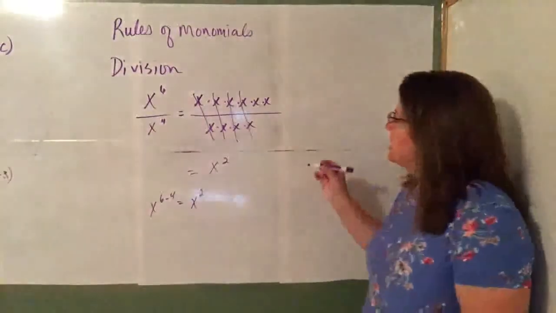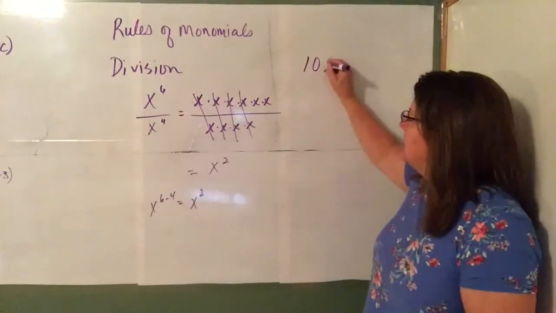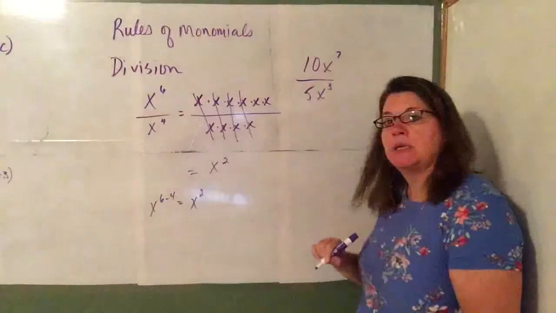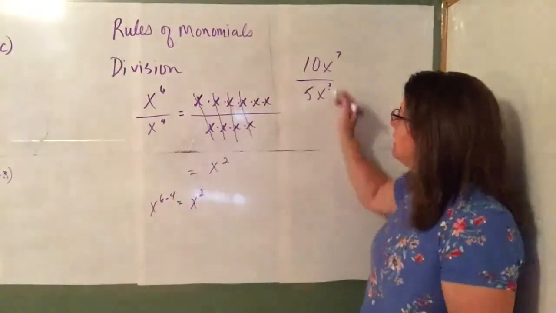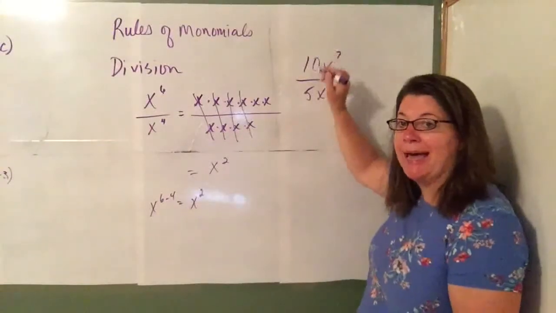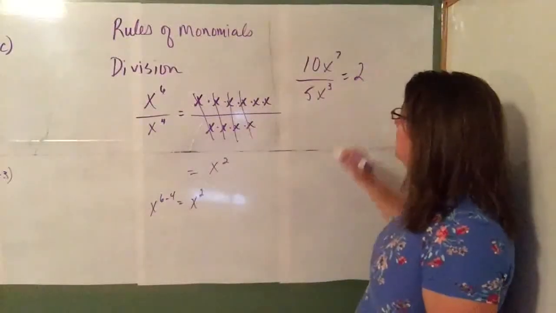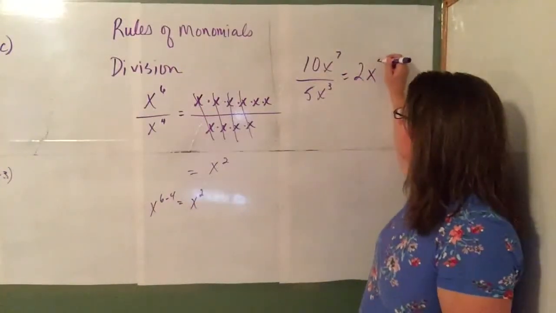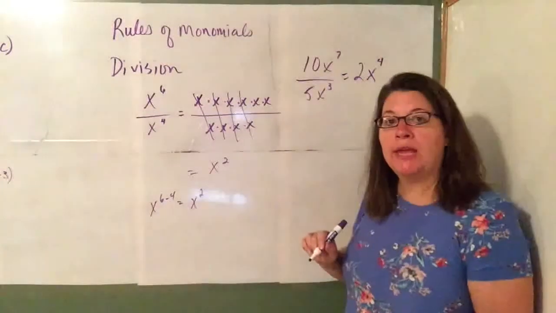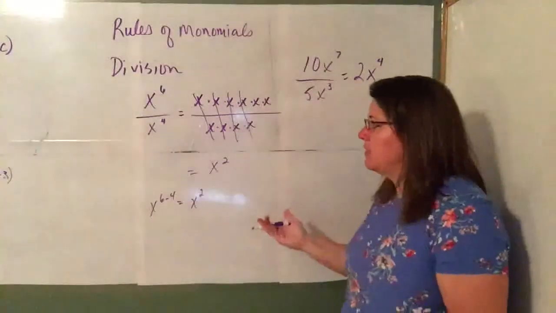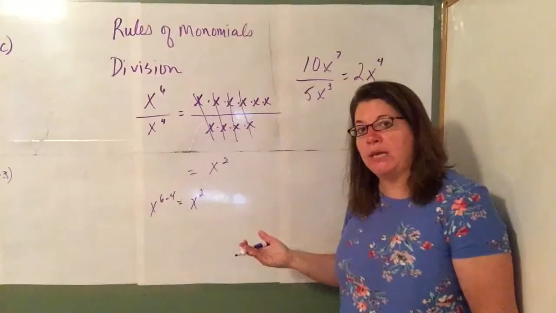And similarly to that, if I have something like 10x to the 7th over 5x cubed, I can take the coefficients, and I do that normally. 10 divided by 5 is 2. And then I keep the base x and subtract the exponent. 7 minus 3 is 4. So that answer would be 2x to the 4th. Okay, so that's the very simplest division of monomials that we can have.